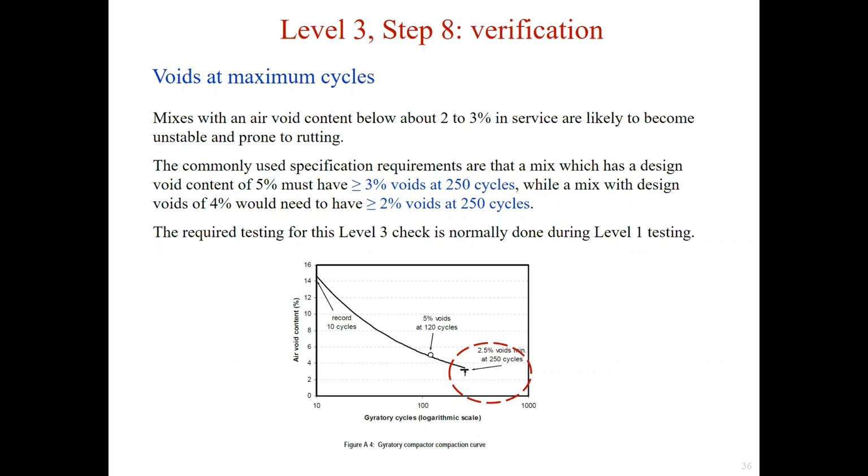A mix with design voids of 4% would need to have greater than or equal to 2% voids at 250 cycles. We could take measurements, work out the air void at 250 cycles and check if it meets the above requirement. This air void check is normally done during the level 1 testing.